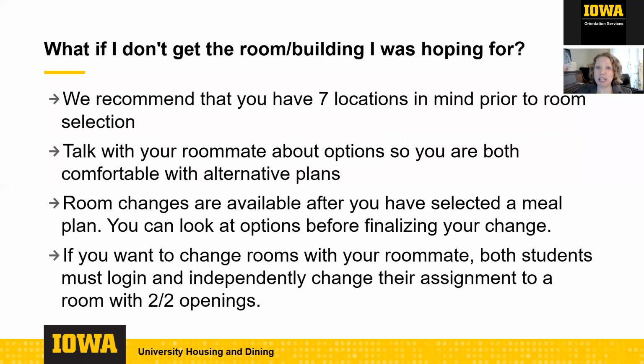Now, what if you don't get into the building or the room type that you were hoping for? Overall, we recommend that everybody have about 7 different locations in mind prior to room selection. With so many Hawkeyes who applied on day 1, it is hard for us to predict what might be available. You will be impacted by those people who selected before you, and you will impact those people who select after you. So again, talk with your roommate about options so that both of you are comfortable with your alternate plans.